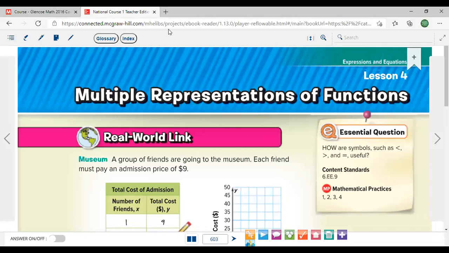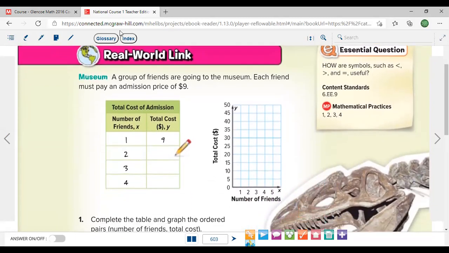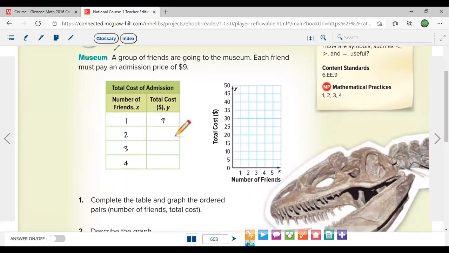In chapter 8, lesson number 4, multiple representations of functions means we can represent the function in many ways. So let's see this real world link. A group of friends are going to the museum. Each friend must pay an admission price of $9. This table shows the total cost of admission.